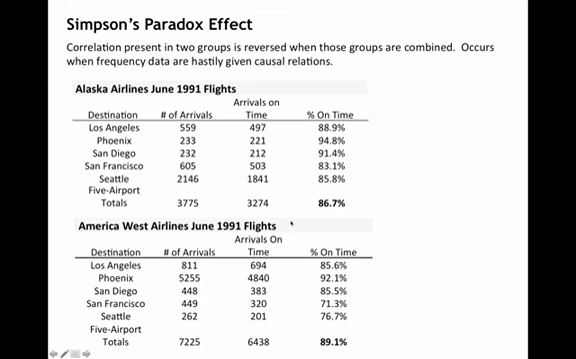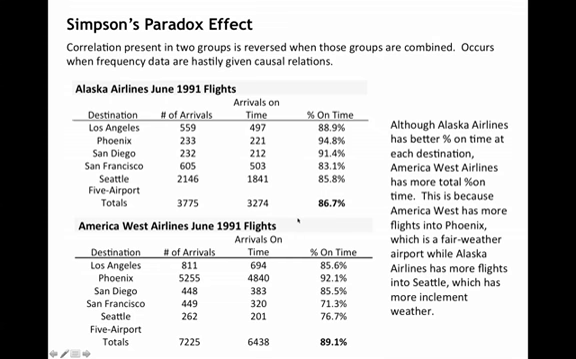However, when you look at the individual airports, you'll see that Alaska Airlines actually outperforms America West Airlines at every destination. If you compare LA, Alaska Airlines is 88.9% on time versus 85.6%. Phoenix 94.8% versus 92.1%. San Diego 91.4% versus 85.5%. So, etc. And why is this happening? How can America West Airlines perform better if we look at the aggregate, but Alaska Airlines is better if we look at each individual destination?